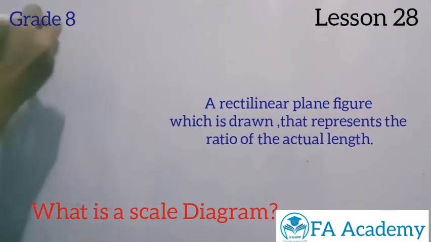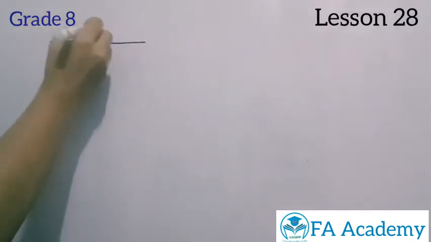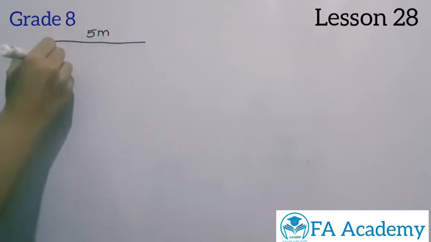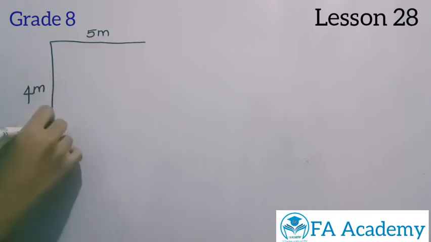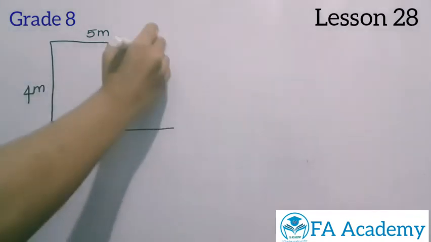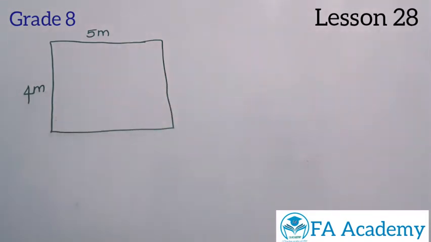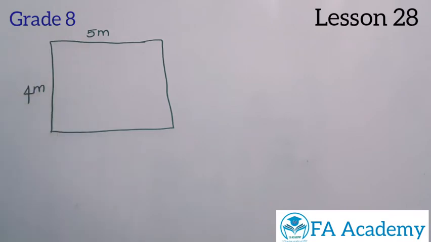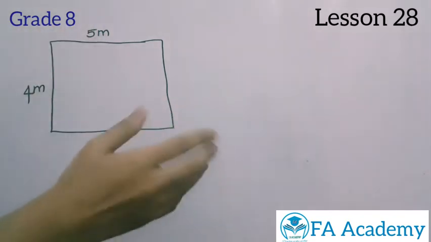Okay, so let's take this picture. Think that there is a room and the length is 5 meters and the breadth is 4 meters. This is not the actual length which I am drawing now. I am just showing you that there is a room with 5 meters and 4 meters. So you need a measurement that you can measure and draw in your book.